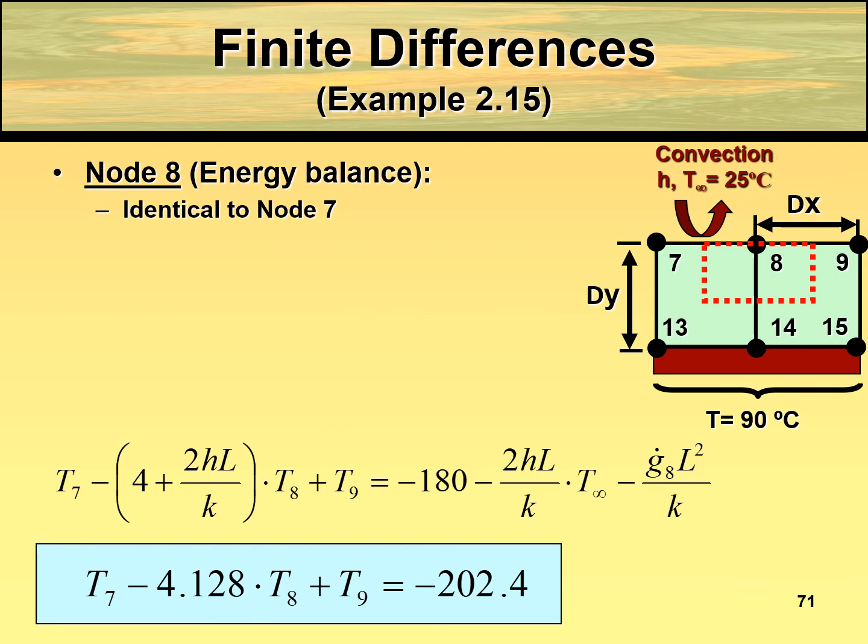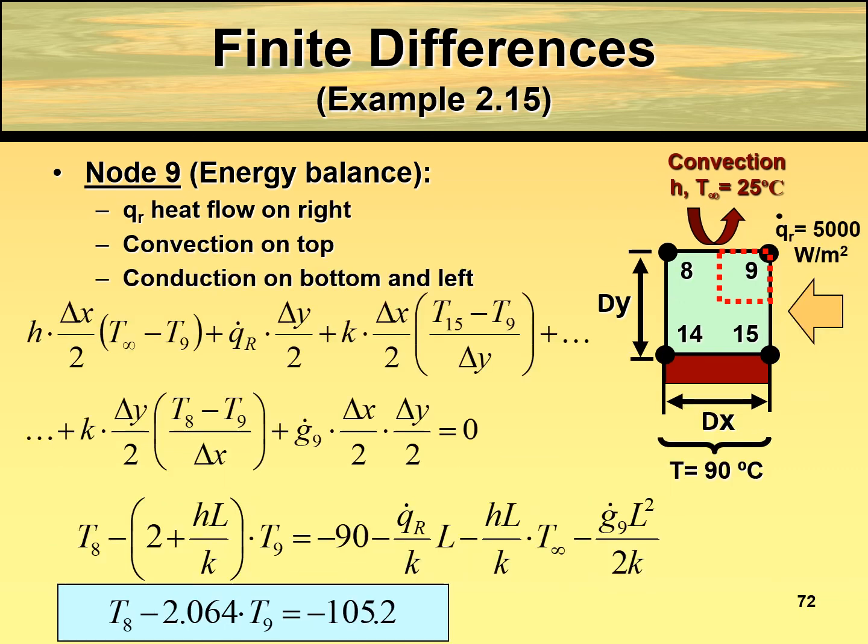And similarly, this is also the same with node number 7. So you have heat, conduction, convection here, conduction here, conduction here, conduction here. Substitute, you should get this equation. And finally, node number 9.